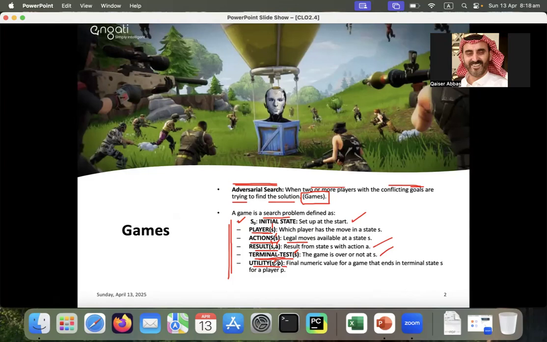You have to evaluate. We are representing this here with utility of S comma P. So this utility of S, P will give us what? The final numeric value for a game. This will give us the final value of the game that is ending in terminal state S for some player P. So when in the tree you reach the terminal nodes, they will have some value. This utility will return that value, and then that value will go up in the tree. Anyhow, this is the problem definition according to AI for games.